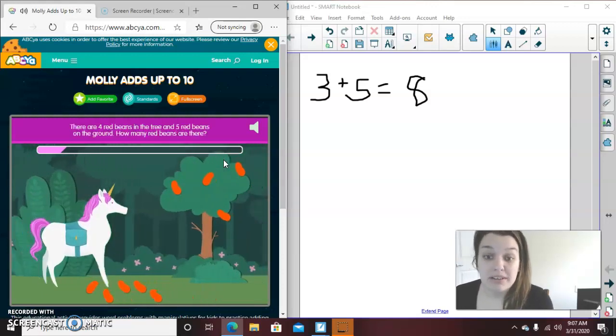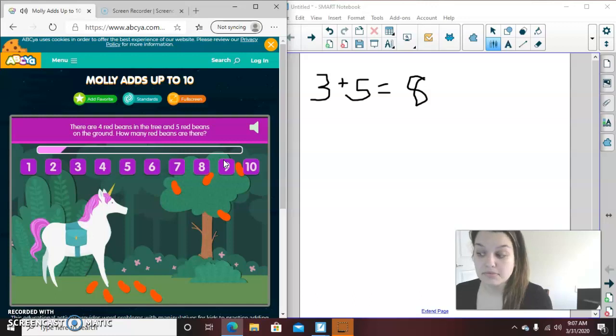Or a whiteboard. There are 4 red beans in the tree and 5 red beans on the ground. How many red beans are there? There are 4 red beans in the tree and 5 red beans on the ground. Okay, so they are kind of organized into 2 parts, right? They have those ones in the tree and those ones on the ground. So we're okay. Let's get to our number sentence.